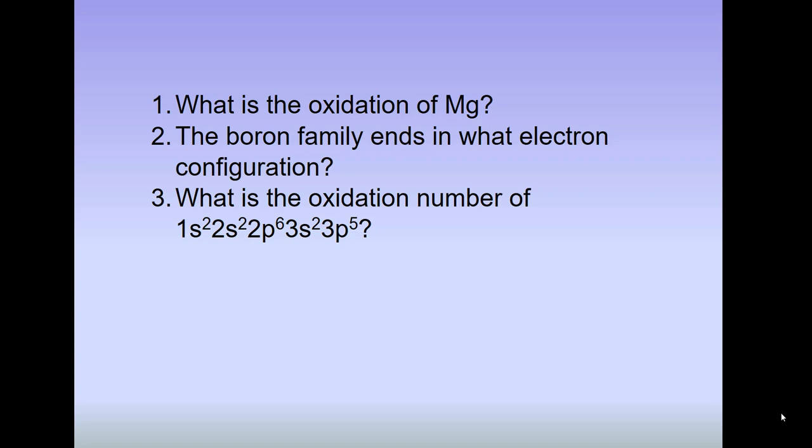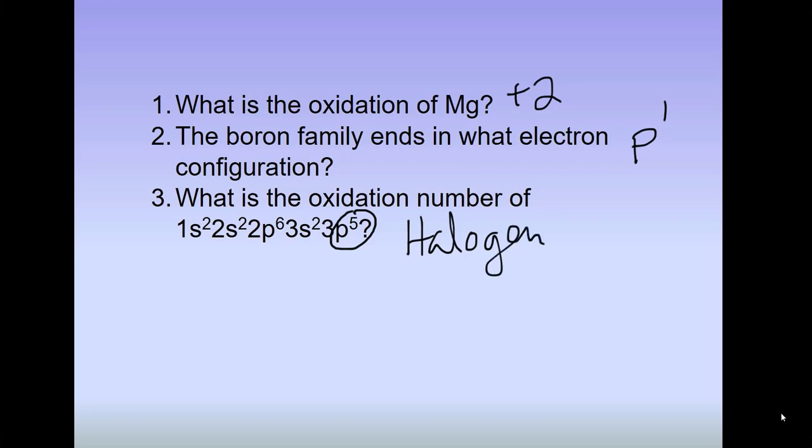Okay, we're back. What is the oxidation number of magnesium? It is an alkaline earth metal, so it's a +2. The boron family ends in what electron configuration? The boron family ends in p1. It's a p1 family. And what is the oxidation number of this? So it ends in p5, so this would be a halogen. And the oxidation number of halogens are -1.